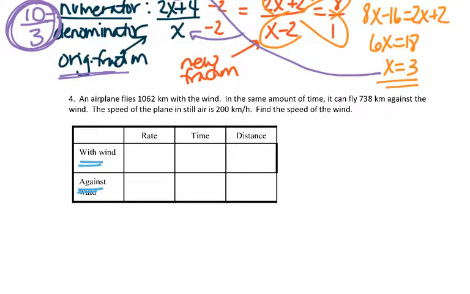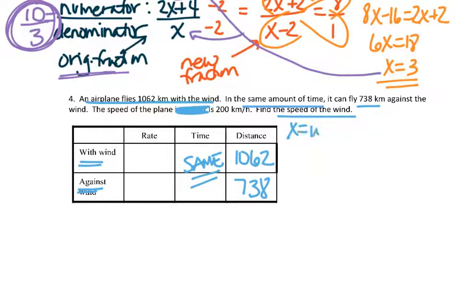So let's start from the beginning. If the plane flies 1062 with the wind, in the same time it can fly 738 against the wind. And that would make sense that when you go with the wind, you're going a little bit farther. And then the rate of the plane, people get confused by in still air. In still air just means the regular rate of the plane. So sometimes I even cross that out. The rate of the plane is 200. Find the speed of the wind. So x is going to equal the wind speed.